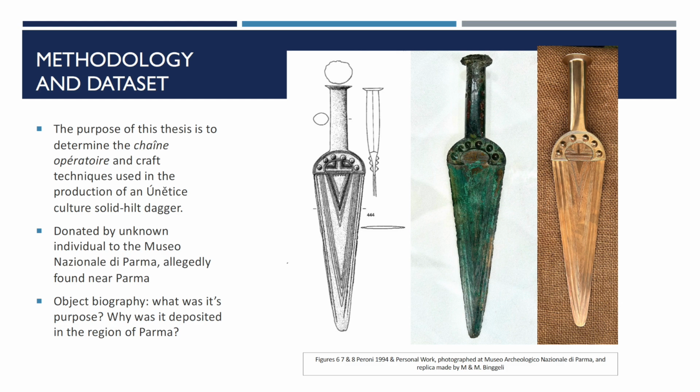So, as already said, the purpose of this thesis is to determine the chaîne opératoire and the craft techniques used in the production of a solid hilt dagger, also called a Vollgriffdolch in German. This particular example is currently in the Museo Nazionale di Parma. It was apparently found near Parma, but was donated by an unknown individual, so we can't be sure of its exact context.